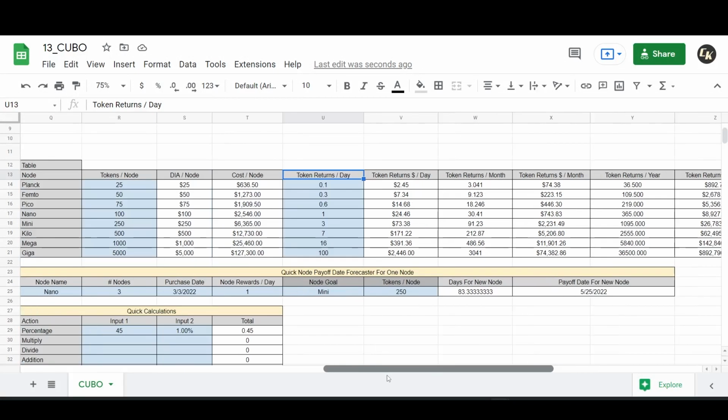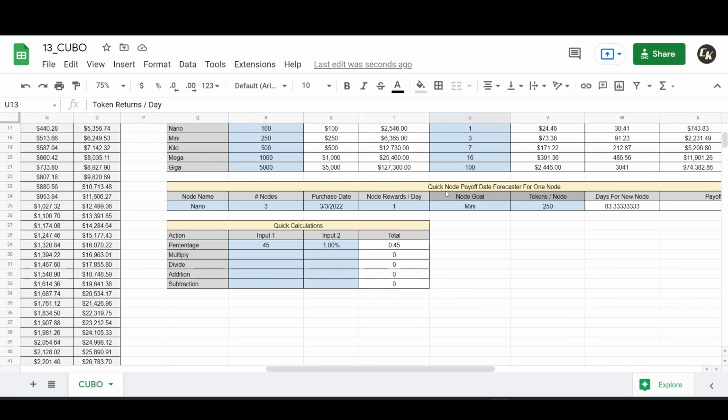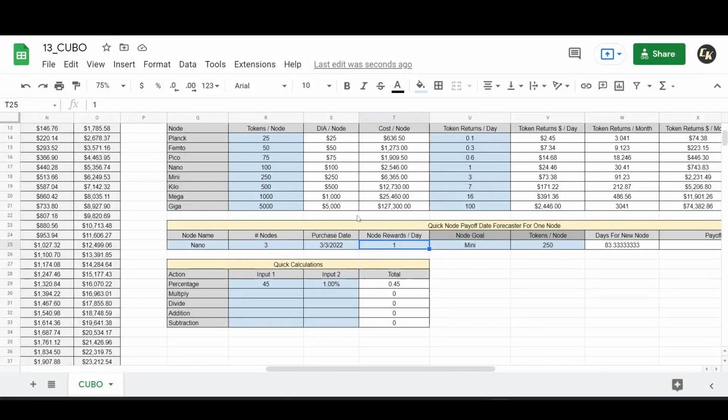So pretty cool feature. Also, I have a quick node payoff date forecaster for one node. So you can enter the nodes that you have here, the purchase date, and the rewards per node for that node. So Nano is currently paying 1 token per day. So you put it here and then you put the node goal. You can put here which node you're trying to accumulate with your 3 Nano nodes. Let's just say you want to go to the next tier to Mini, and Mini takes 250 nodes here.